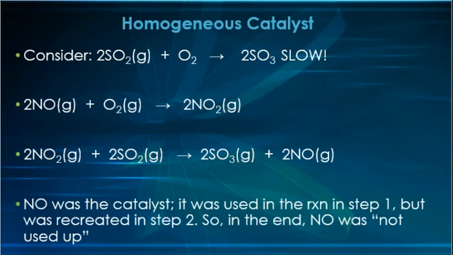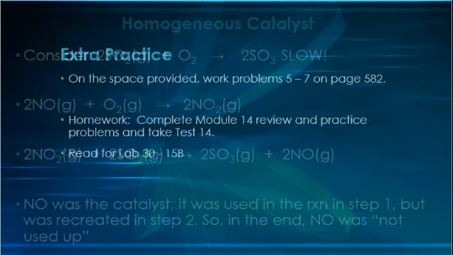Here's our NO right here, our 2NO. We're going to take it in step 1 with our oxygen to make 2NO2. Then our 2NO2, which was made in step 1, is going to be used in step 2 to bring out our 2SO3. So NO was the catalyst. It was used in the reaction in step 1, but then recreated in step 2, so the end NO was not used up. It was sort of escorting, if you will, the two molecules together.